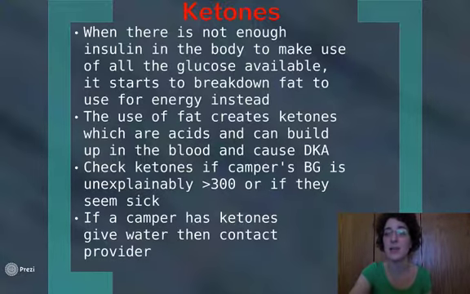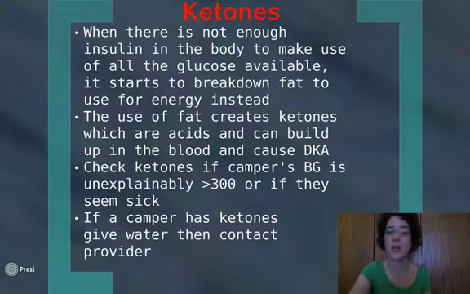Now, DKA is a medical emergency, so any camper who got that ill would need to go to the hospital. So we really want to prevent high blood sugars from getting out of control so that we can prevent that from happening. It takes a long time for enough ketones to build up to cause DKA, so it's very, very rare to see this at camp, but it's important to be aware that that can happen.